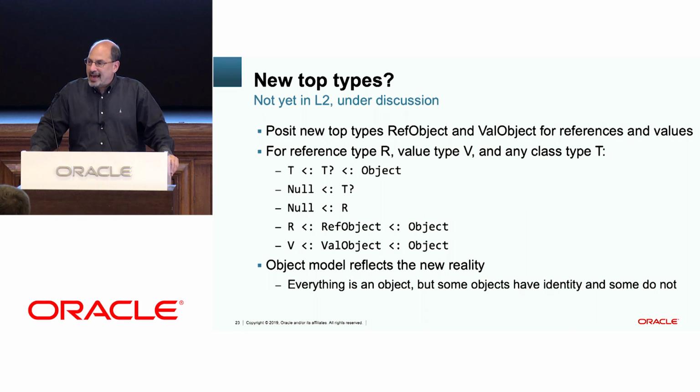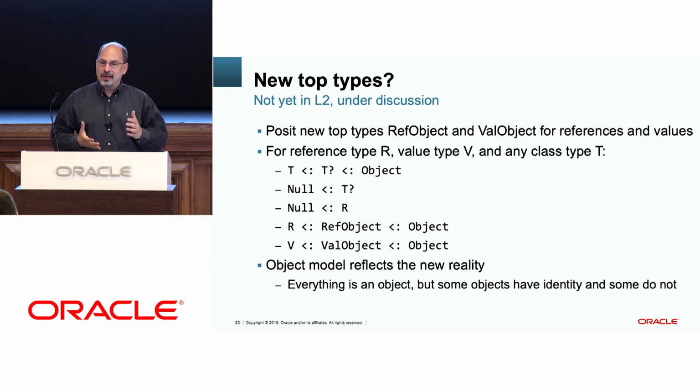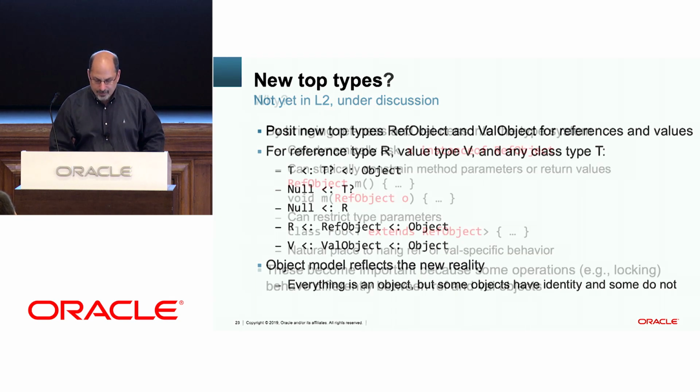And so one way we could stack that is to say, there are some new types, they're subtypes of object, call them ref object and val object, and all traditional classes are going to be subtypes of ref object, and all the value classes will be subtypes of val object. And there's a relatively small set of rules for how this would work, and it seems like a reasonable way to stack it. And what that allows you to do is have the object model reflect the reality that not all objects are created equal, right?